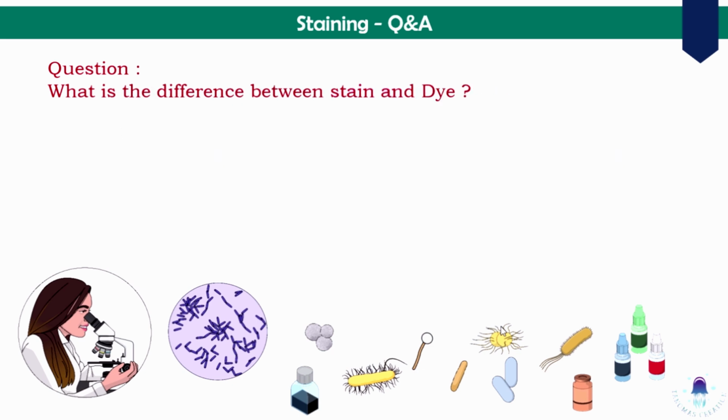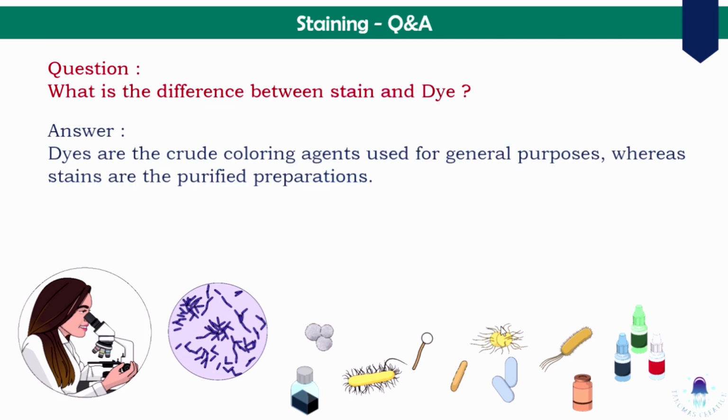Question: What is the difference between stain and dye? Answer: Dyes are the crude coloring agents used for general purposes, whereas stains are the purified preparations.